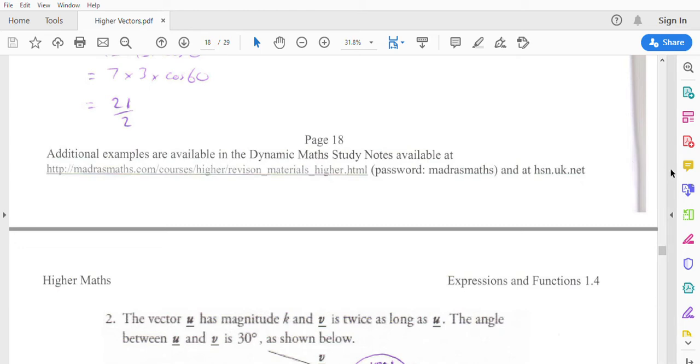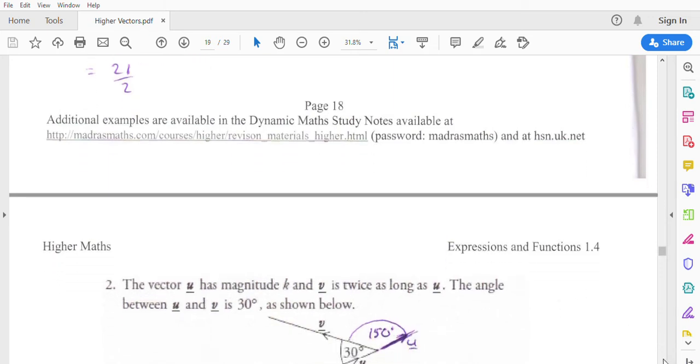If we are doing this, for example, in the session 2021, we're trying to pick the topics that give the easiest progression from National 5 to Higher at the moment. So we've gone for vectors before trigonometry. So just now, use the calculator and we will get 21/2. You could write that as 10 and 1/2 if you really wanted to.